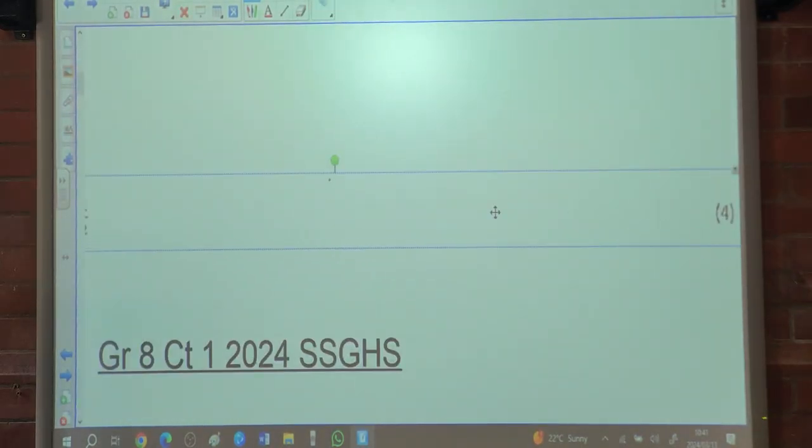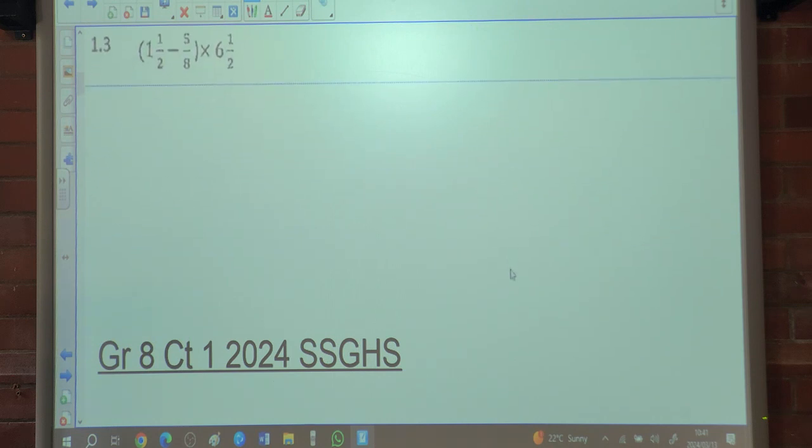Let's do the next question, which is 1.3. We have 1.5 minus 5 over 8 multiplied by 6.5.